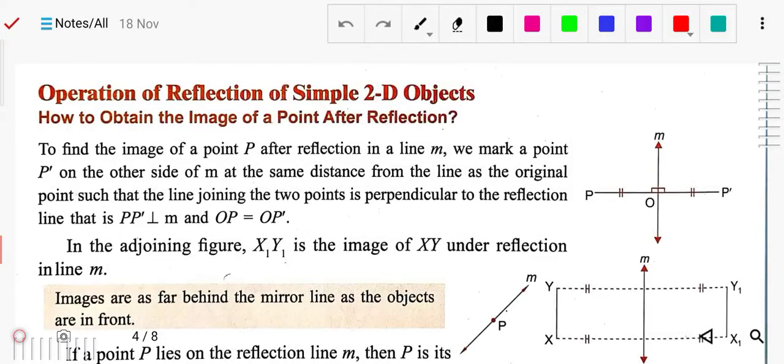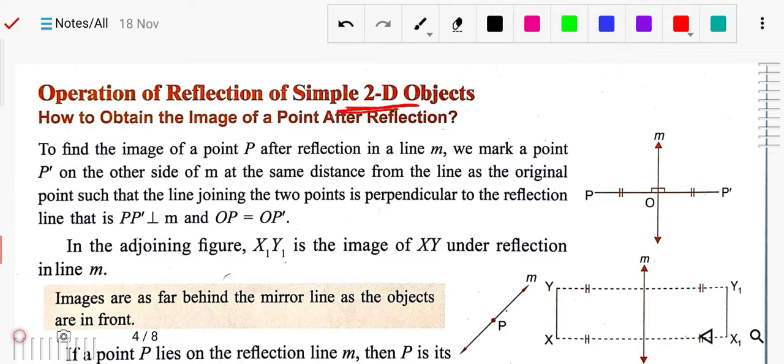Good morning, students. Today we will solve exercise 22b. Before solving this exercise, you should know the operation of reflection of simple 2D images. 2D means two dimensional objects, 3D means three dimensional. D stands for dimensional.